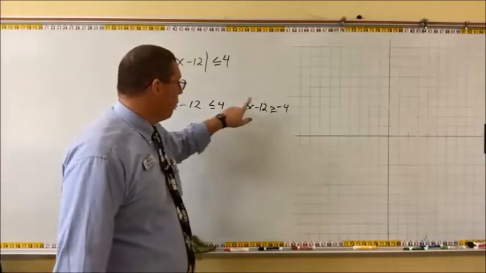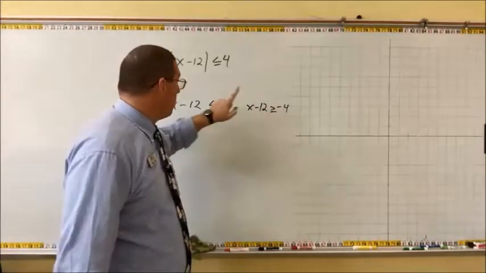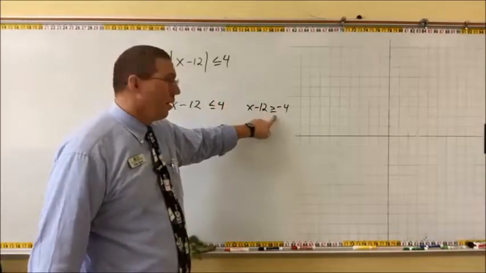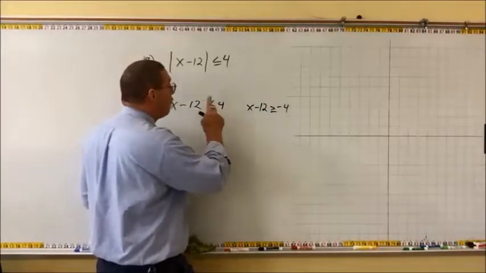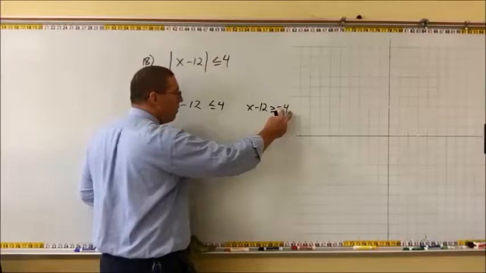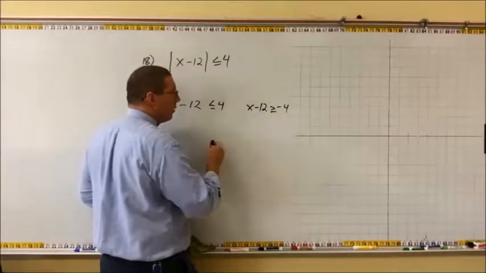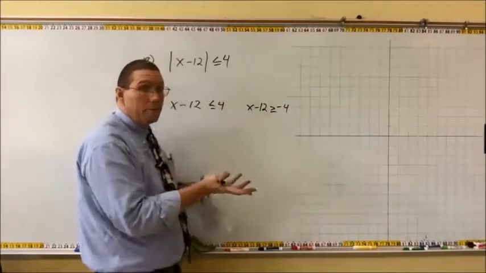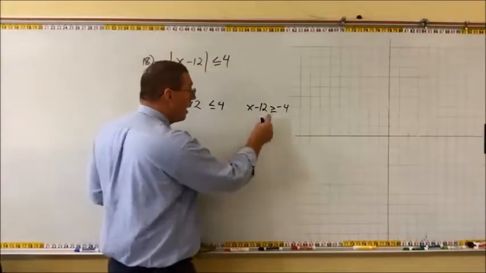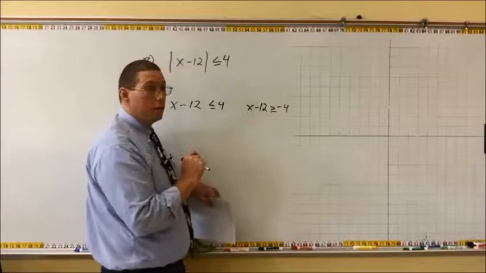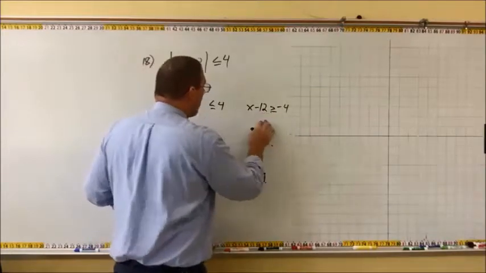One with a positive 4, one with a negative 4. One with a less than or equal to, one with a greater than or equal to. And the basic idea is this, if you flip the sign on the number, you have to flip the sign on the inequality. Because it's basically like dividing by negative 1 or multiplying by negative 1. And when you multiply or divide by a negative number, you have to flip the sign. Okay? So now we have 2 separate ones to solve here.